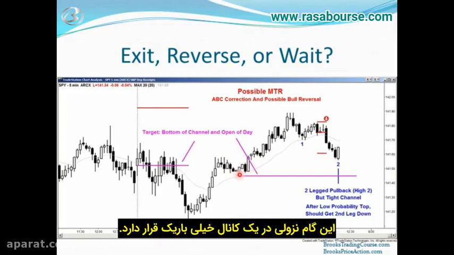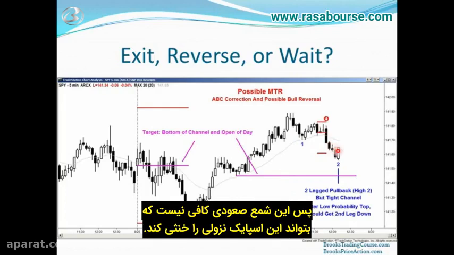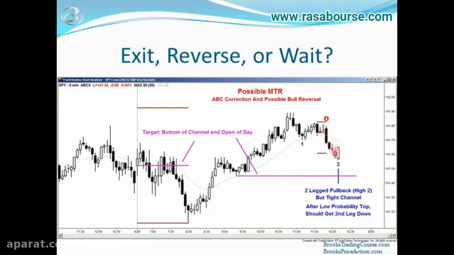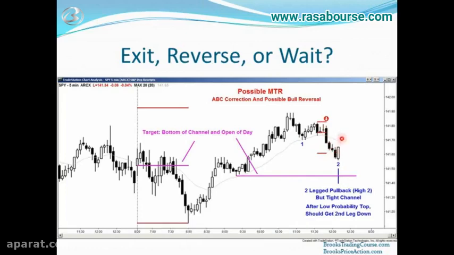Okay, this sell-off here is in such a tight channel that this bull reversal bar to me is not enough to erase the bearishness of this 4-bar bear spike. So probably sellers above, and we should get one more leg down.